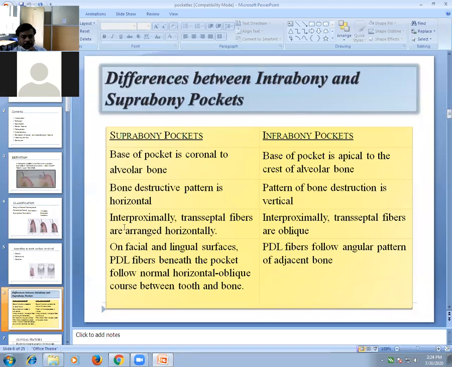bone loss. So when you see transseptal fibers interproximally, they are arranged horizontally in suprabony pockets, but in infrabony they are oblique. On the facial and lingual surfaces, the periodontal fibers beneath the pocket are normally horizontal oblique in course in suprabony pocket. But the fibers follow the angular pattern of bone loss in infrabony pockets.